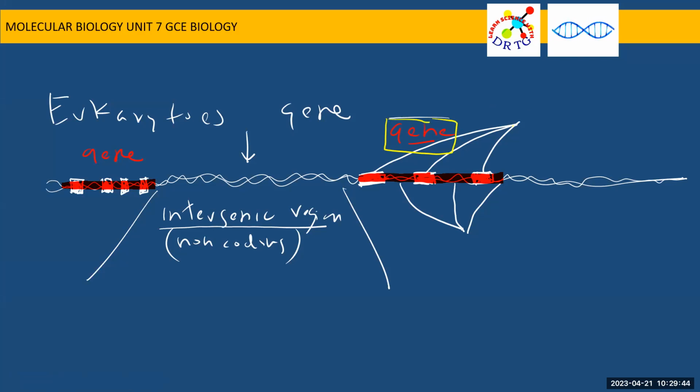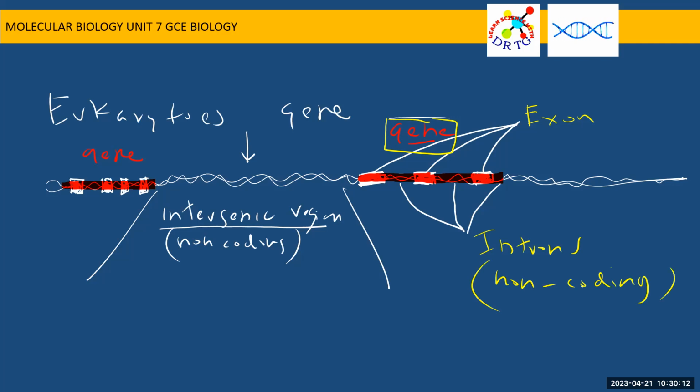Okay, we can identify two regions in a gene, and these two regions have names. One type of region is called exons, and the other is called introns. Again, introns are non-coding. That means within a gene, there are non-coding regions. So exons are coding regions, and introns are non-coding regions.